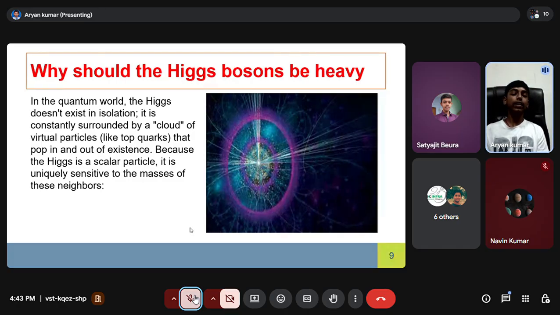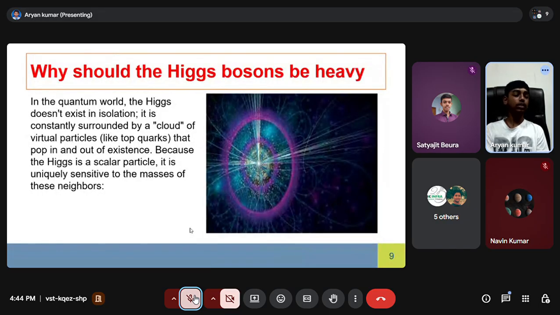Whenever the Higgs boson moves, it interacts with virtual particles like top quarks, which pop in and out of existence, and because it is a scalar particle it has zero spin. The top quarks give it some mathematical mass, and there are billions and billions of these top quarks popping in and out of existence. So it means that the Higgs boson should be very heavy, not 125. But the observed mass was very low.